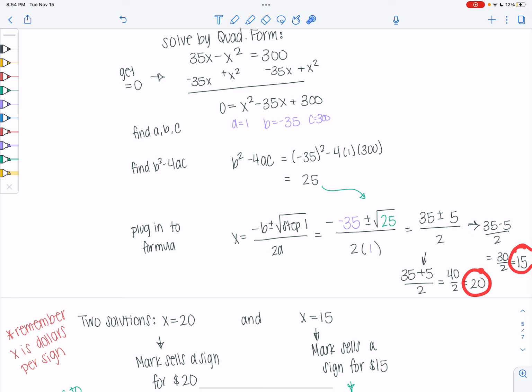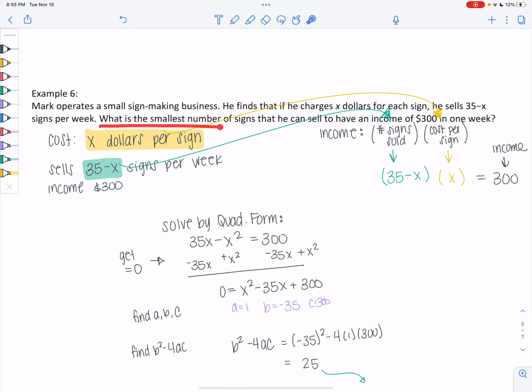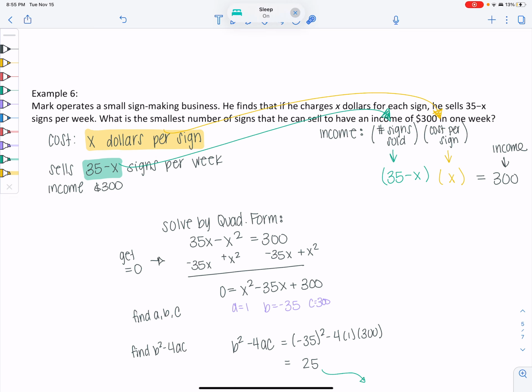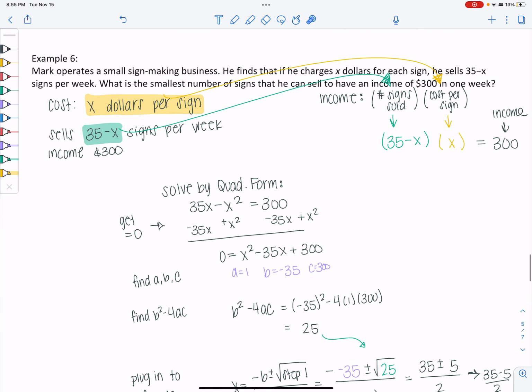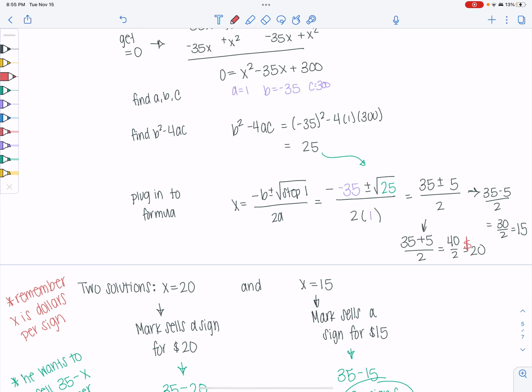Now, to know which one to pick, I have to go back to the problem. The problem says, what is the smallest number of signs that he can sell to have an income of $300 per week? But we defined X to be the dollars per sign, not the number of signs. And so I can't just say that, oh, well, 15 is smaller than 20, so that's my answer. Not necessarily, because X is dollars. And so this is $20, and this is $15, not the number of signs.